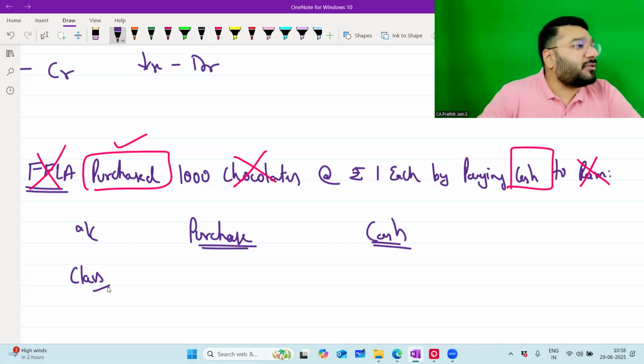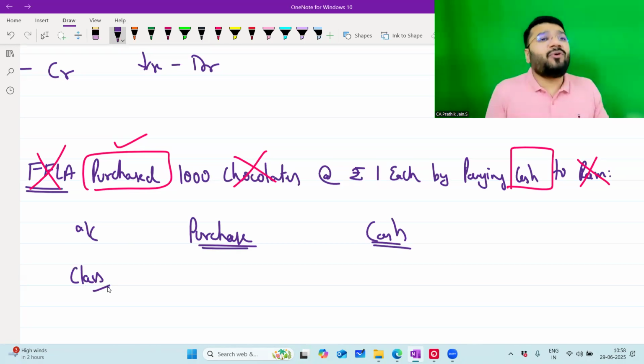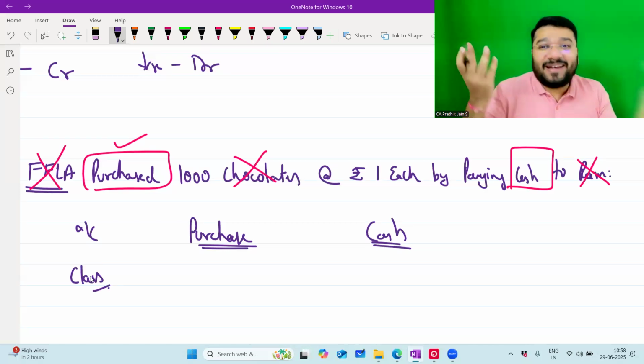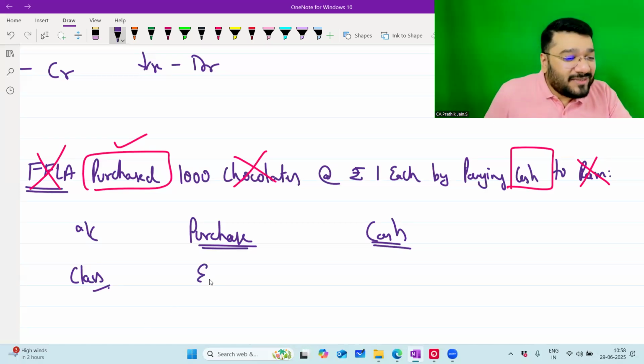Purchase is what classification? Expense. What flavor of expense? More purchase, more expenses, we don't like it. Unless you buy your clothes, the dress that you like, because it is not your money, no? Somebody else is earning the money. You like spending it. So purchase is what classification?